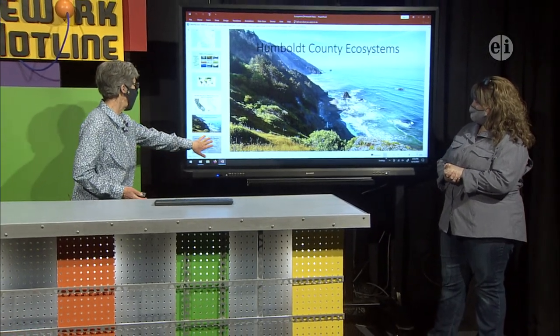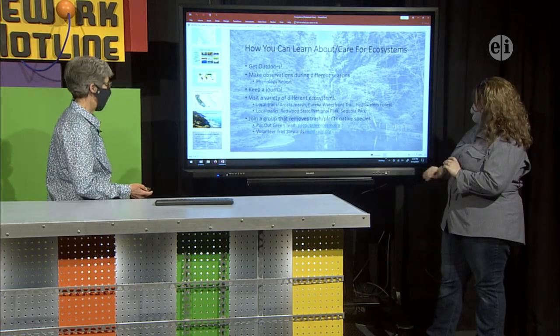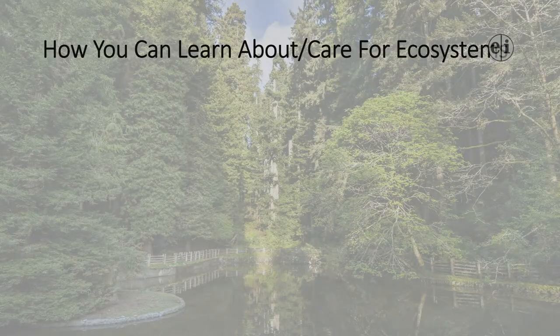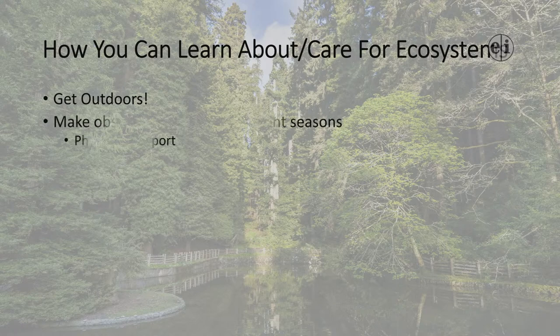Now, how can you learn about these ecosystems? That's what we're going to find out next. Here we go. First thing to do is get outside, so that you can see what's out there. This is a picture of Sequoia Park, and that's the duck pond, if you remember. So this is a redwood forest. There's a lot of spruce trees in here, too. You get outdoors so you can see what there is, and then you see the habitat of the plants and the animals. And then you can identify, with somebody's help, what's out there.